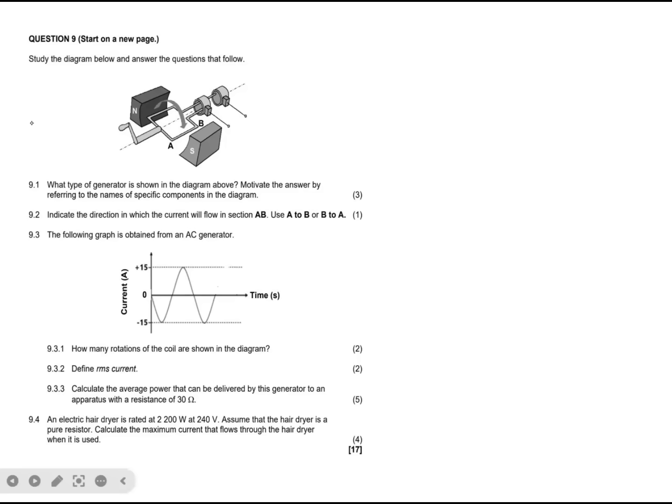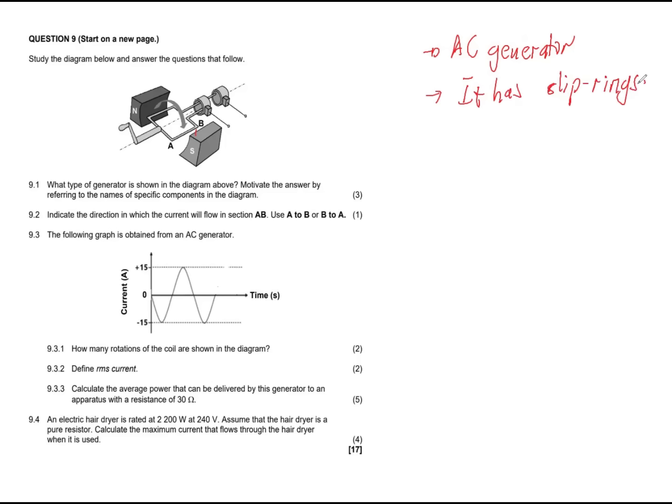All right, so we have another question 9. It says, study the diagram below and answer the questions that follow. 9.1 says, what type of generator is shown in the diagram below? Motivate the answer by referring to the names of specific components in the diagram, right? So what type of generator is shown here? So we can see that this has to be an AC generator. And then it is because it has slip rings. Right, so it's an AC generator because it has slip rings.